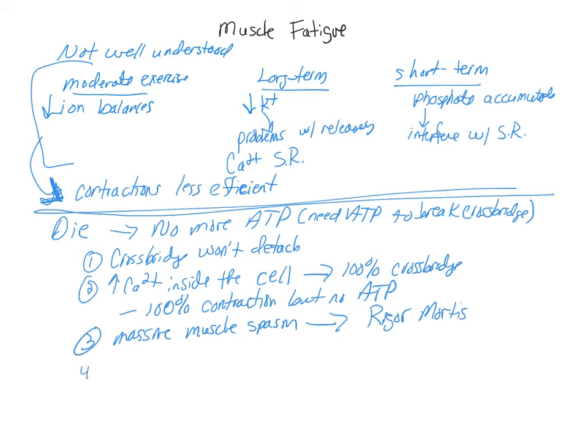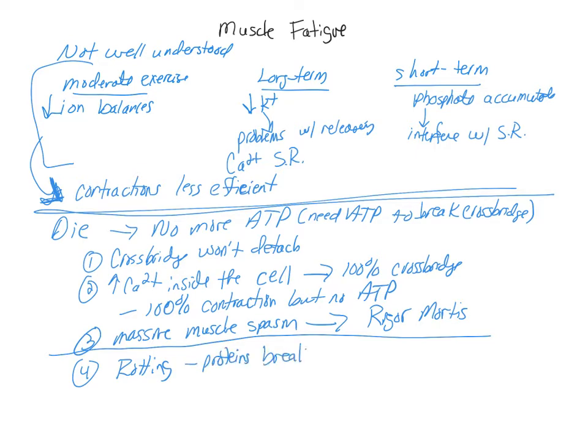Now, after a couple of hours, rigor mortis passes, and this is because you're rotting. Okay? As you rot, proteins break down, and that includes the myosin attachments. All right? So those basically break, and then you don't have the massive muscle spasm anymore. Okay? All right, next slide.